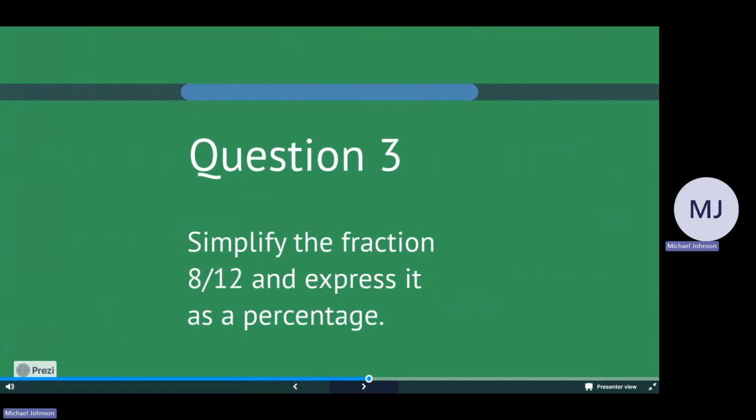Simplify the fraction 8 divided by 12 and express it as a percentage. So you'd simplify 8 divided by 12 by dividing 8 by 4, 12 by 4. Then it would become 2 divided by 3. And then 2 divided by 3 as a decimal is 0.67. And then multiply that by 100%. You get 67%.